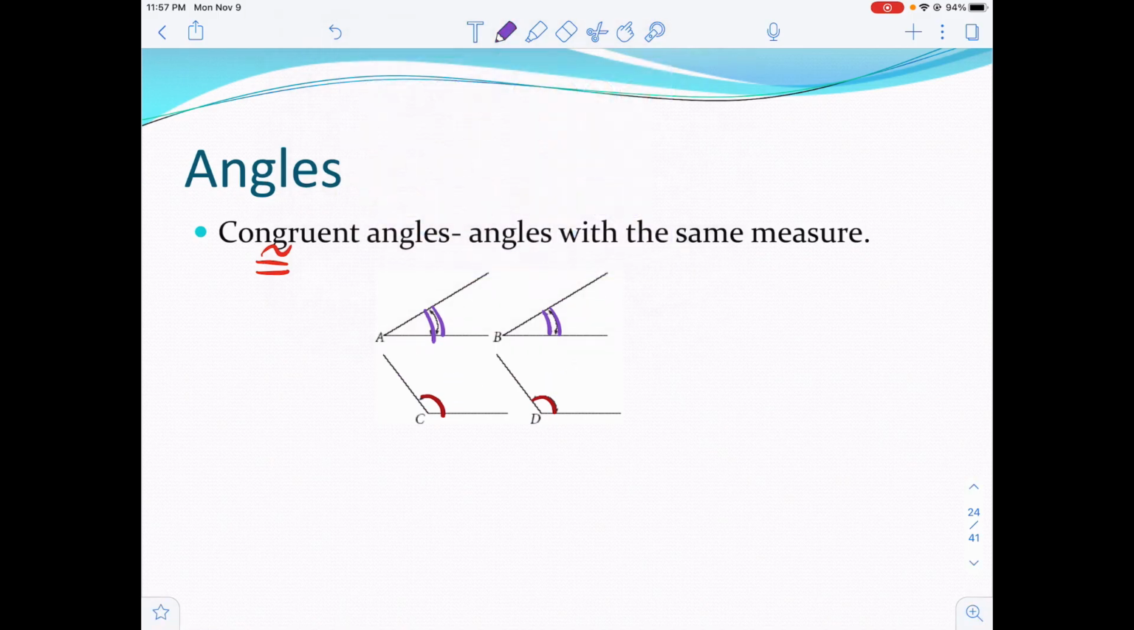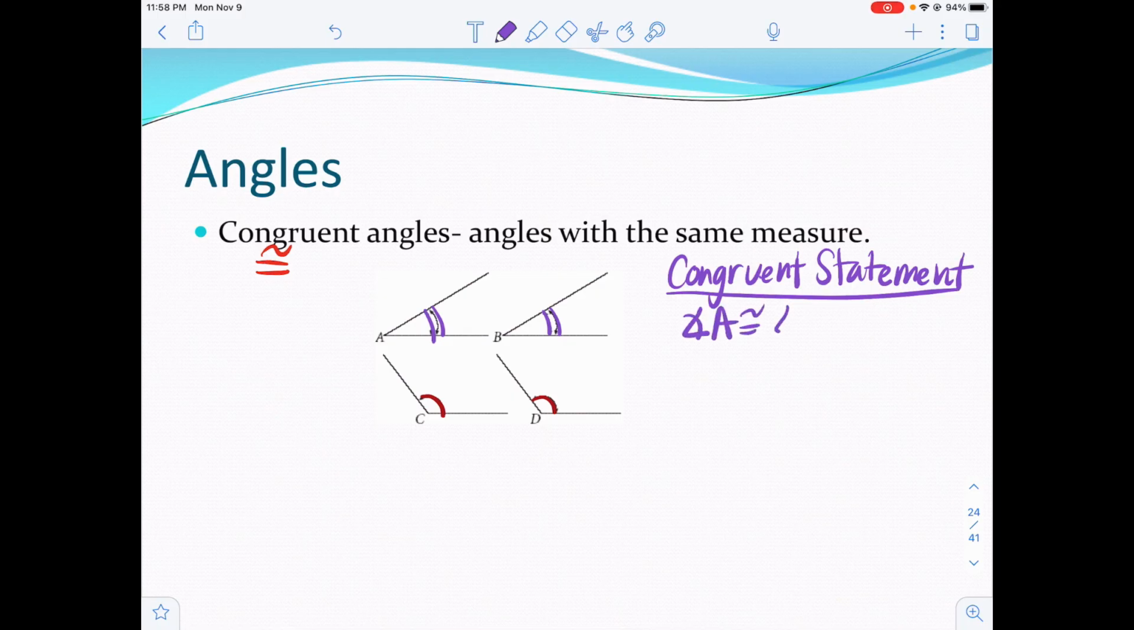When we see our congruent angles, we always want to write a congruent statement. This is something you should be familiar with already. Anytime you see congruent objects, you state them. So for instance, we say angle A is congruent to angle B. And the second pair there is that angle C is congruent to angle D. So these are your congruent statements, saying that the objects are congruent to each other.